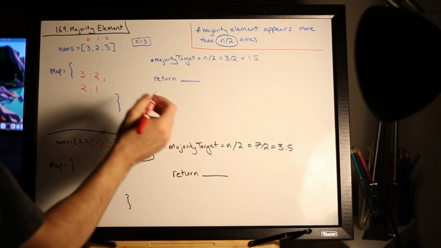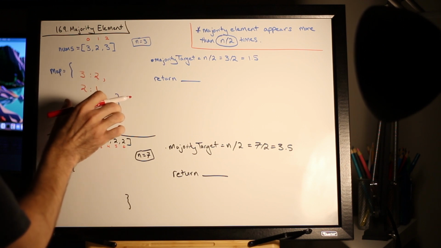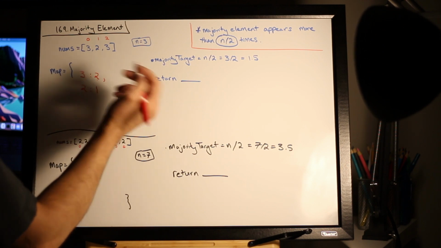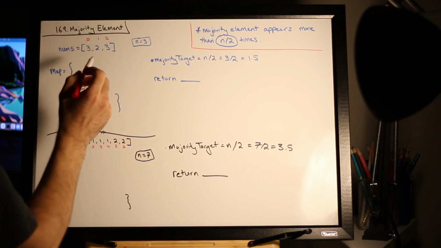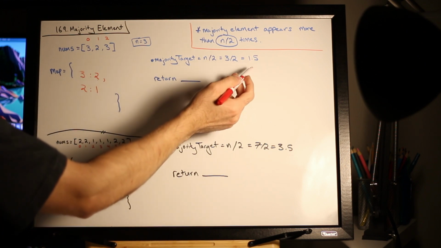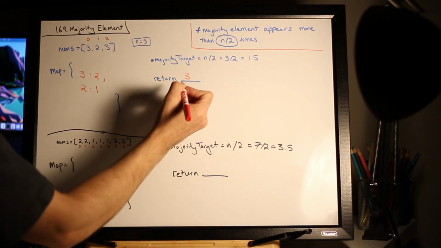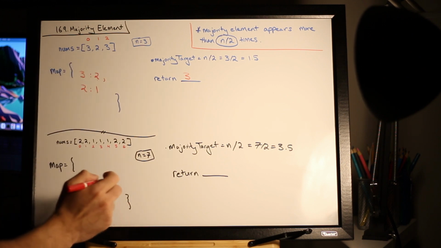So now the next step is to iterate through the map we've set up, and check whether its value is greater than the majority target. Right away we see that 2 is greater than the majority target of 1.5, so we can just return 3. And that is the correct answer because this is the majority element in this case.